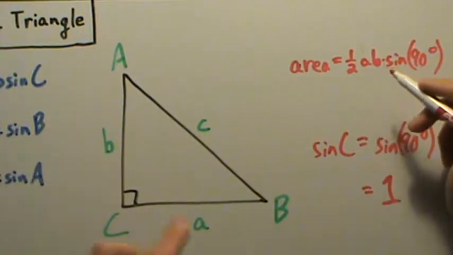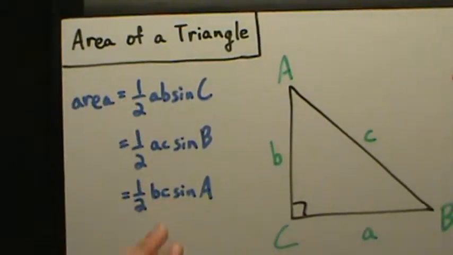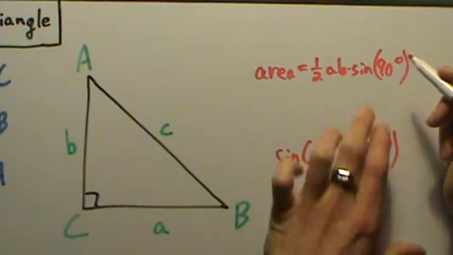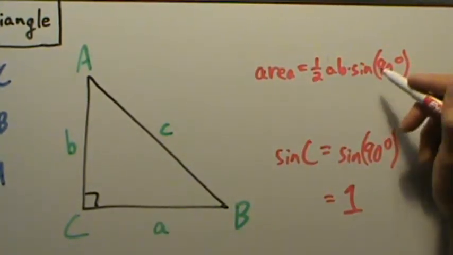You would just do 1/2 times A times B. But again, we're just trying to establish these formulas for all three types of triangles: acute, obtuse, and right triangles. So even though it wouldn't make sense to do this in practice, the formula still holds true, and that's what we're trying to show, that this formula is valid.